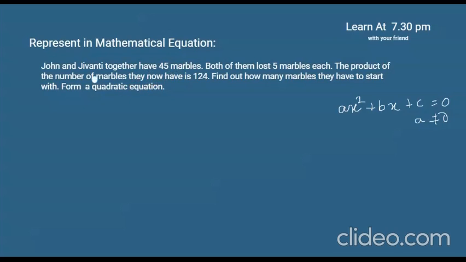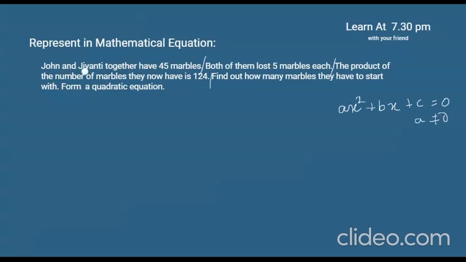How is it possible? Let us read it once again. John and Givenchy together have 45 marbles. Both of them lost 5 marbles each. The product of the number of marbles they now have is 124. Find out how many marbles they have to start with. Form a quadratic equation. So let us divide this question like this. First cut: John and Givenchy together have 45 marbles. Second cut: both of them lost 5 marbles each. Third cut: the product of the number of marbles they now have is 124.